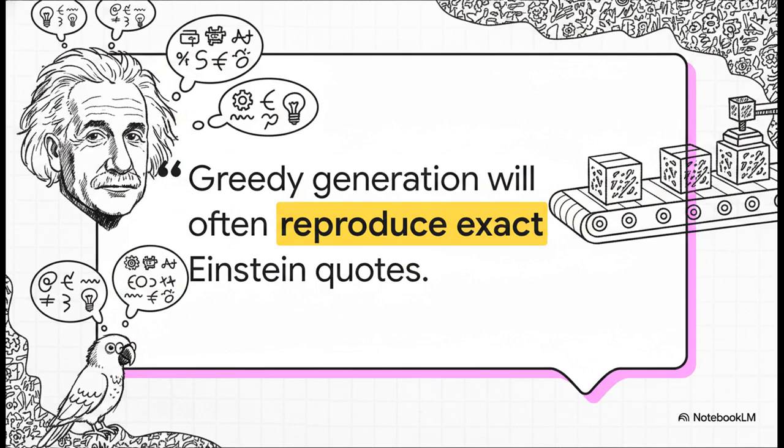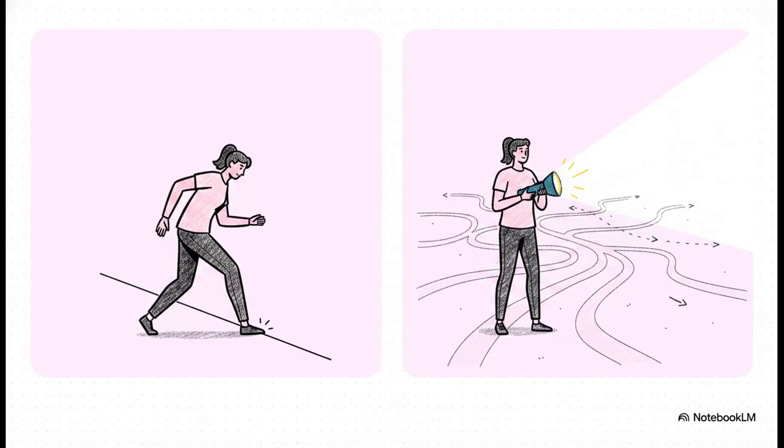You'll input a starting word, and the model will rapidly autocomplete with something like, "Imagination is more important than knowledge, for knowledge is limited, whereas imagination embraces the entire world." It has essentially become a perfect digital parrot of the great physicist. But hey, we don't just want a parrot, right?